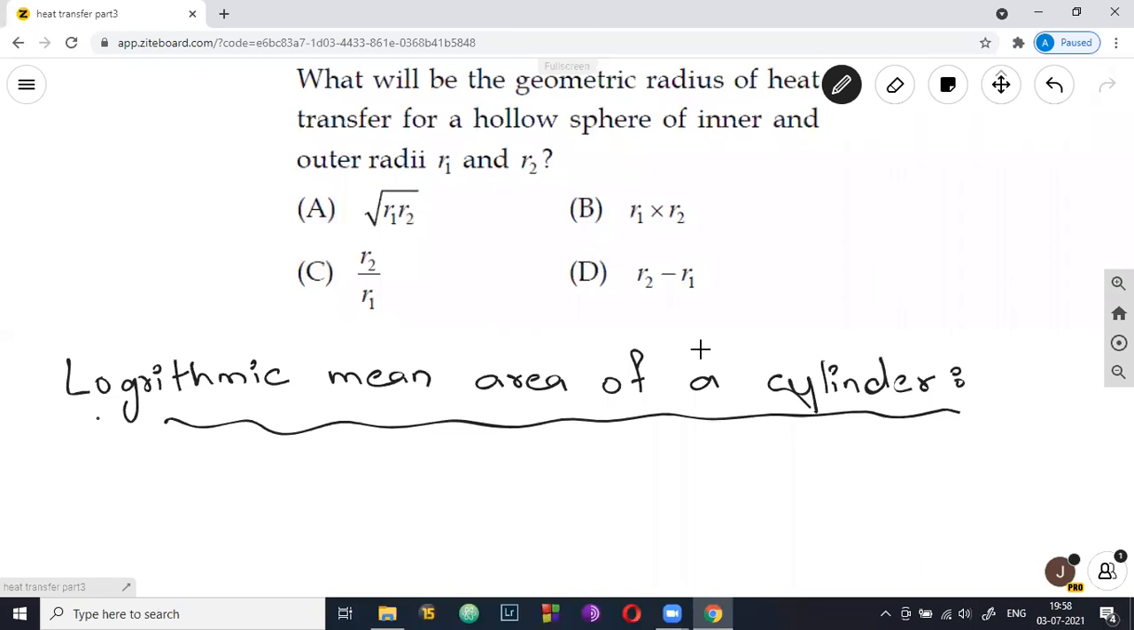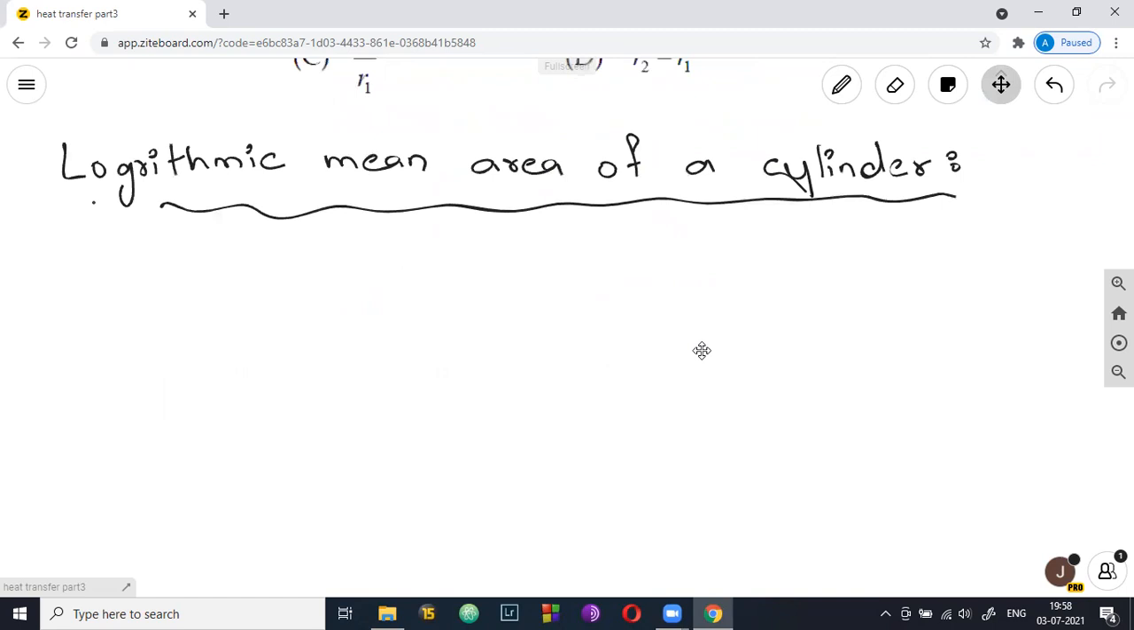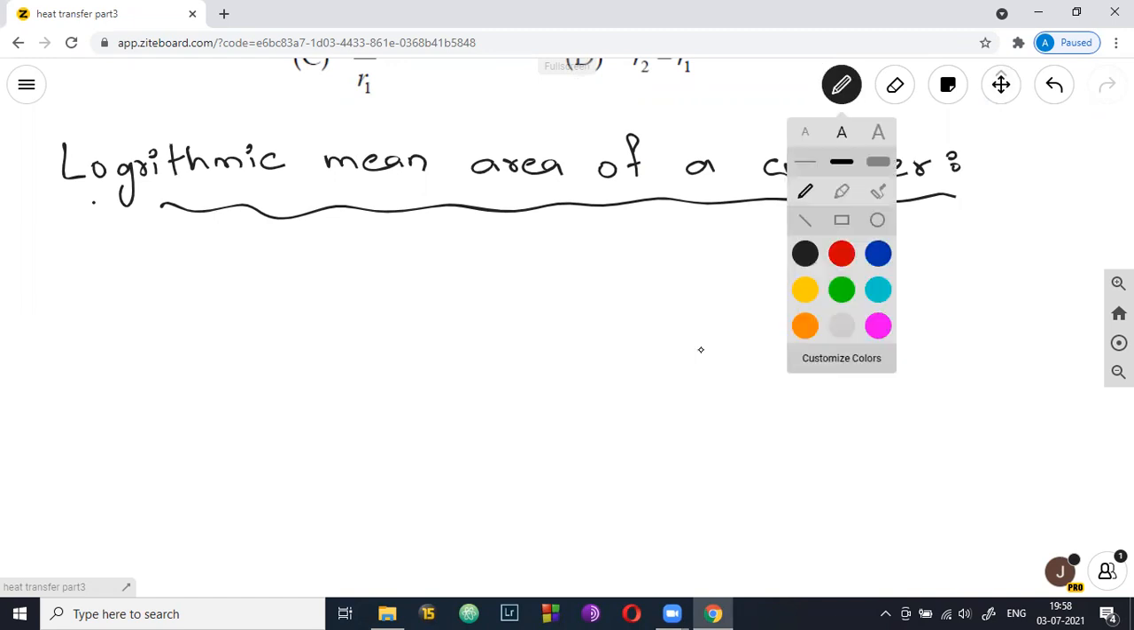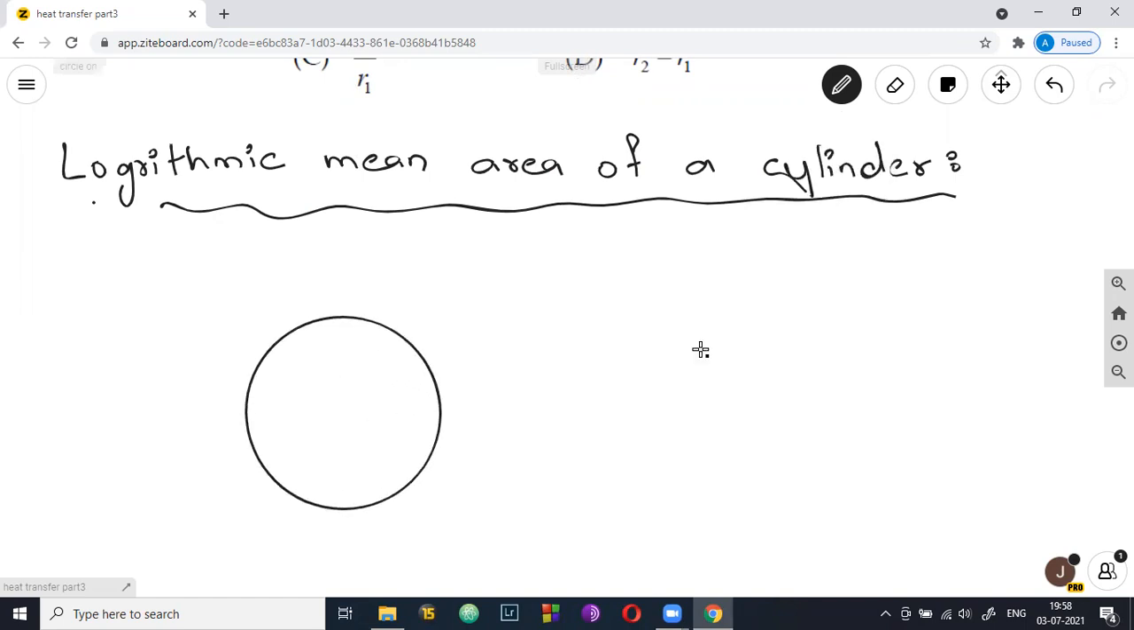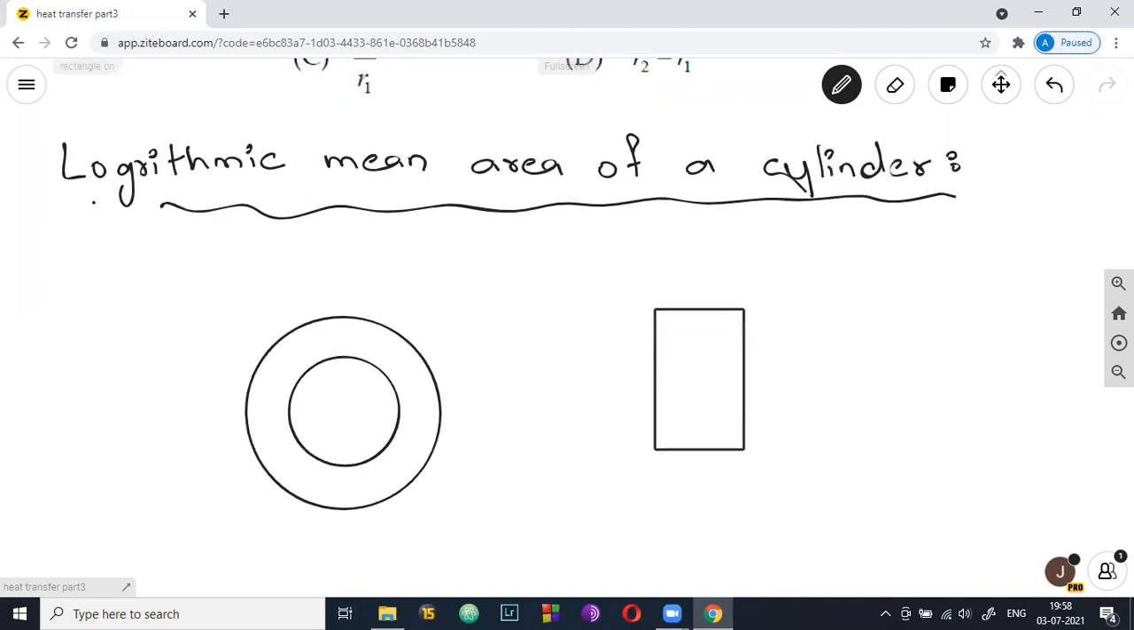So what is this idea, for those who haven't attended the classes, let me repeat this scenario. Logarithmic mean area of a cylinder is actually a concept in which, let me show you with a diagram for those who haven't attended the class. Okay, so let's say this is a cylinder. And this is a plane wall.